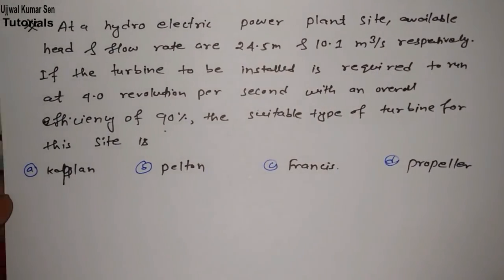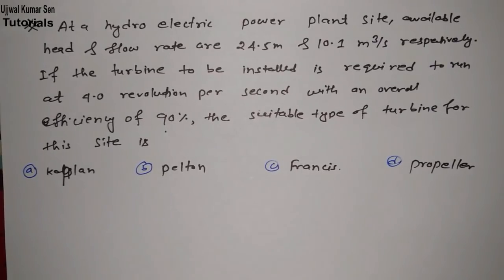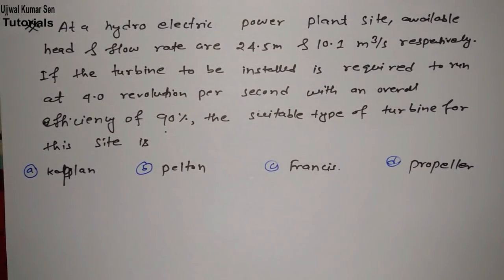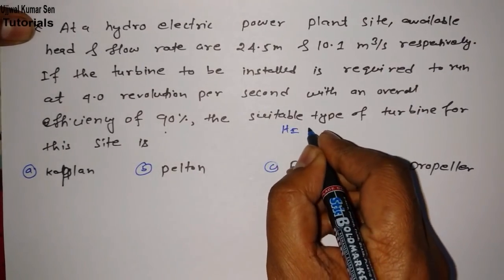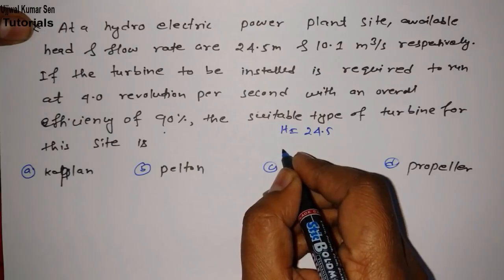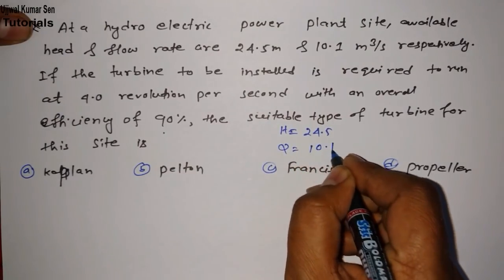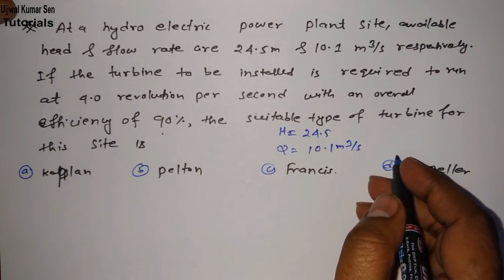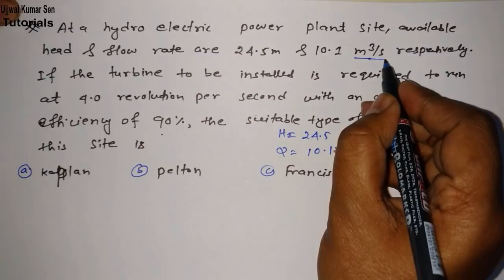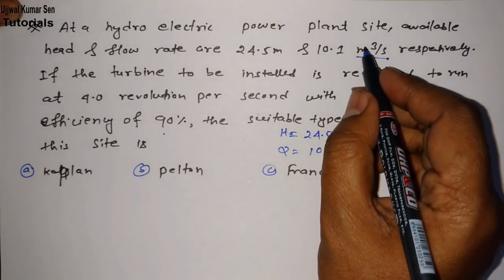Now we have the question in front of us. They have given that at a hydroelectric power plant site, available head and flow rate are 24.5 meter and 10.1 meter cube per second. So head H is equal to 24.5 and flow rate Q is 10.1 meter cube per second respectively. After looking at the unit, you can say this is discharge.